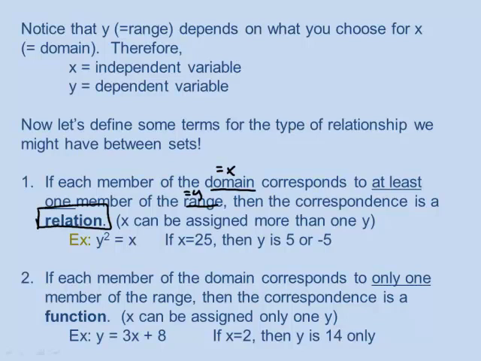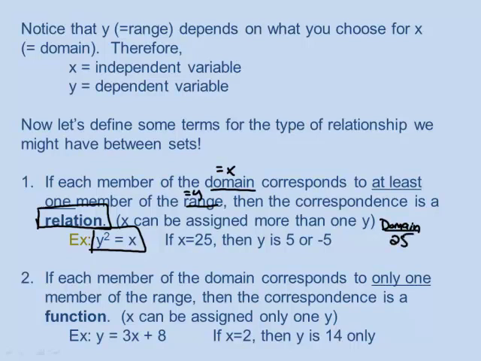Now that's a fancy technical definition. What that really means is x can be assigned more than one y. So let's look at this relationship here: y squared is equal to x. There's definitely a relationship between x values and y values there. And you would agree with me that if you let x be 25, that's your domain.